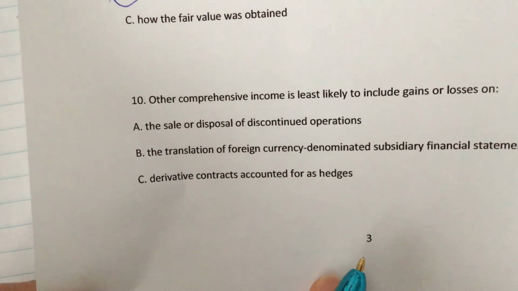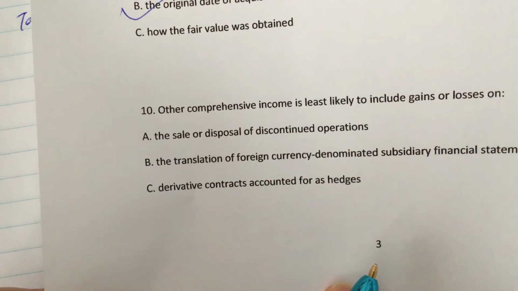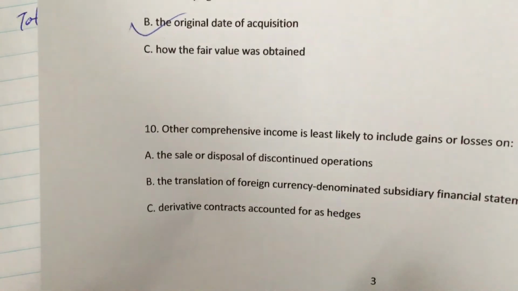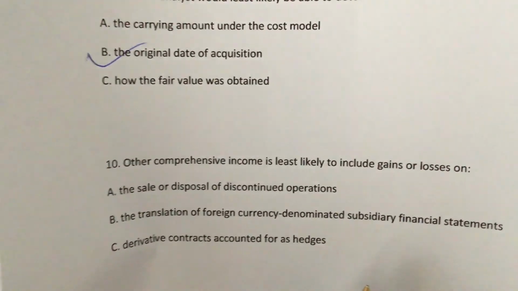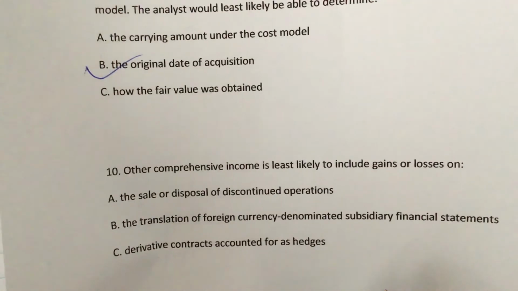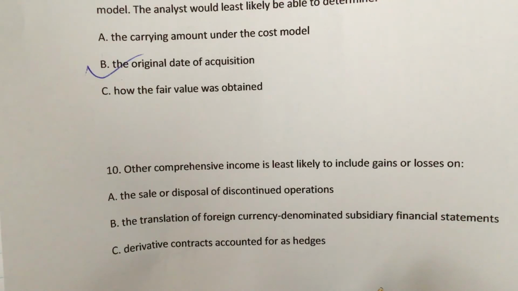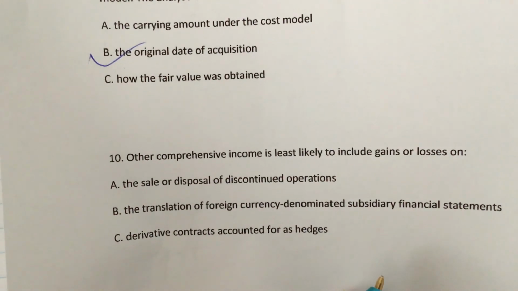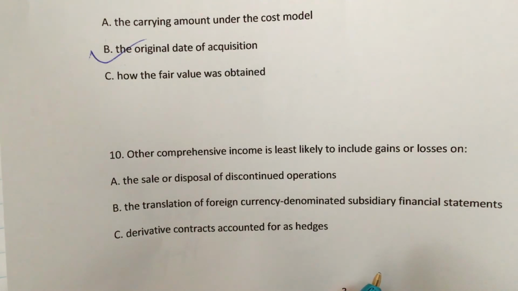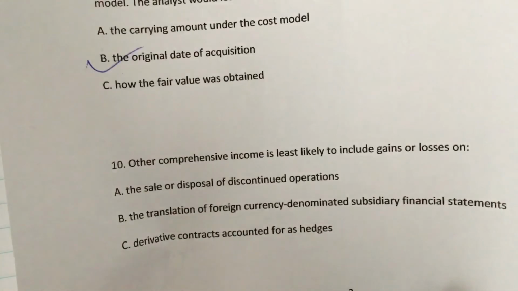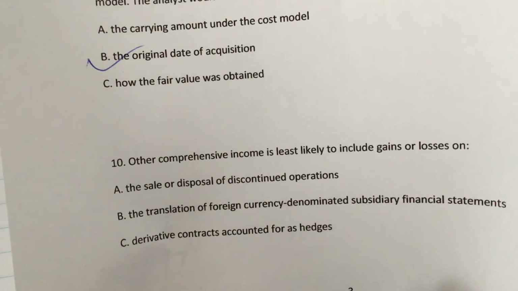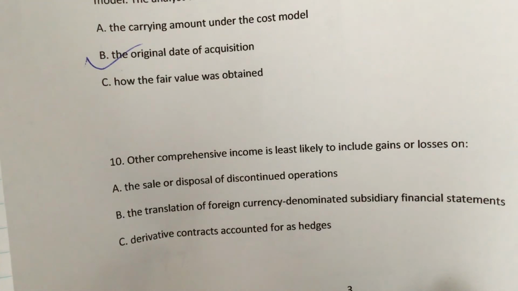Question 10. Other comprehensive income is least likely to include gains or losses on A. the sale or disposal of discontinued operations, B. the translation of foreign currency denominated subsidiary financial statements, C. derivative contracts accounted for as hedges.